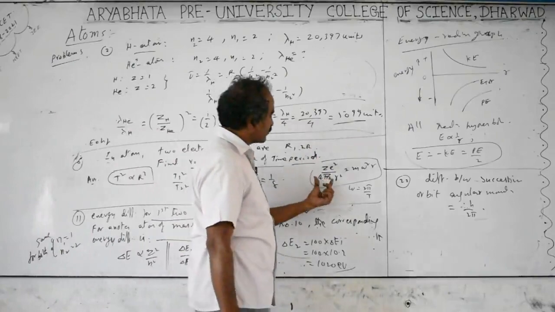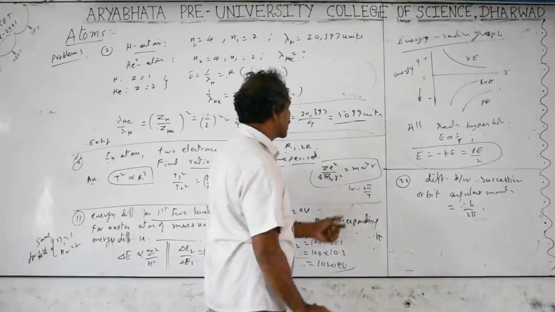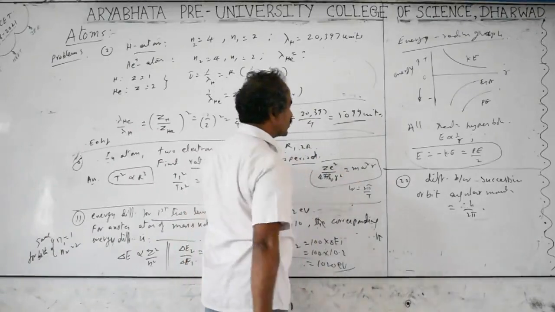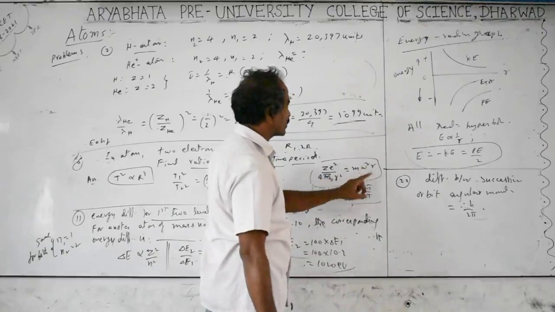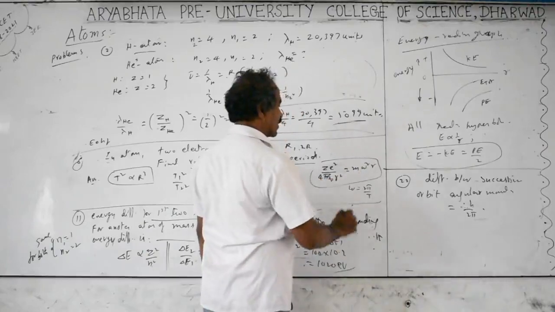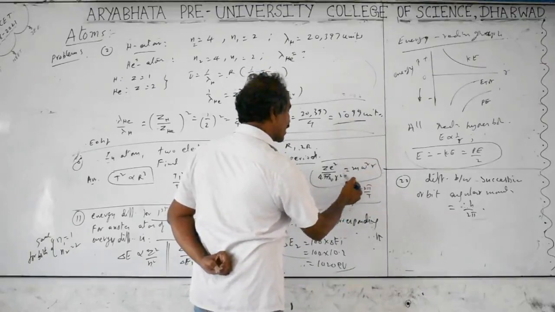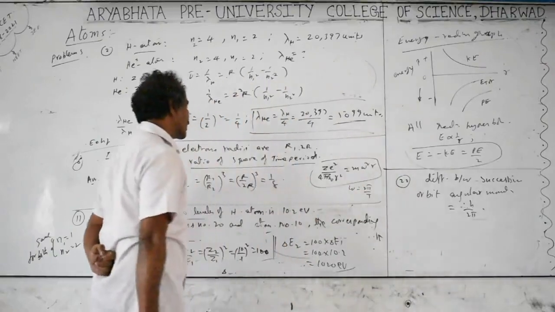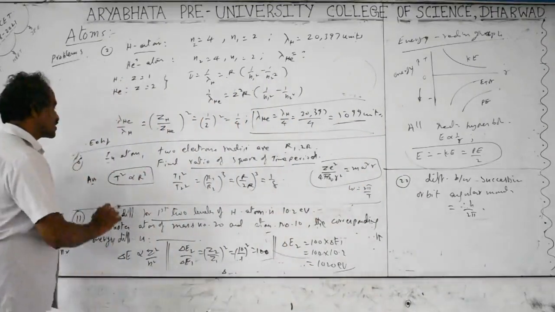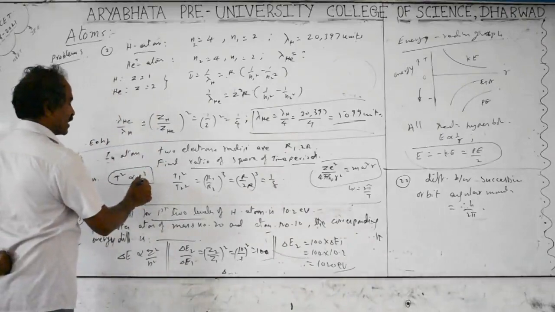The electrostatic force of attraction between the electron and nucleus equals the centripetal force, which can be written as m v square by r or m omega square r. Omega means angular speed or angular velocity. Then omega equals 2 pi by T. From substitution you will get the expression for the time period T, and r into r square becomes r cube. So T square is proportional to r cube.